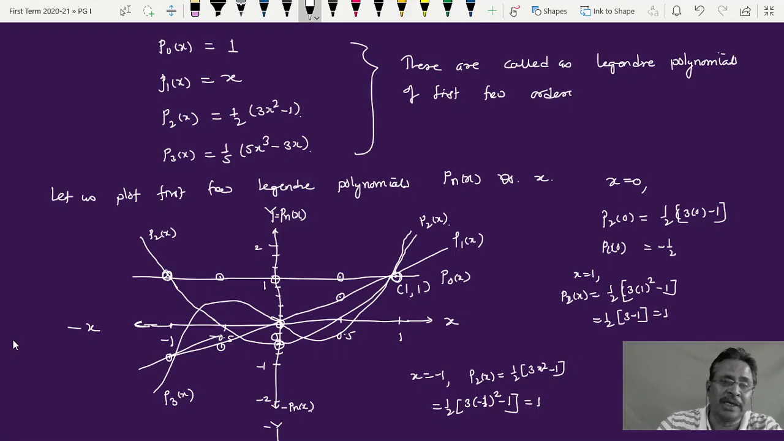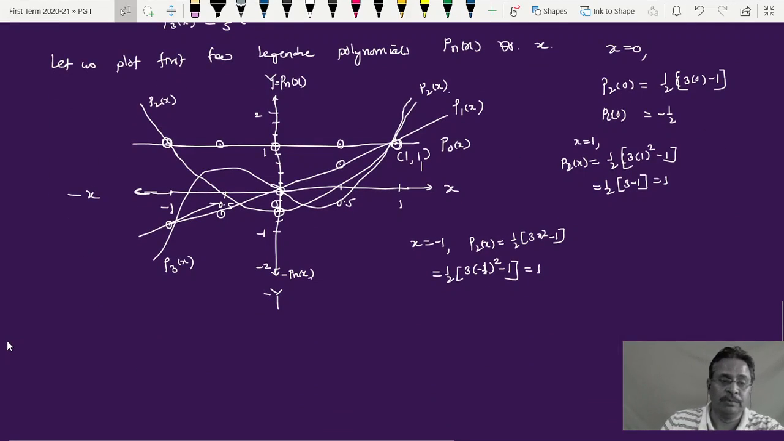Now take any order, P10x, P20x, P100x, it doesn't matter, for every polynomial you will find that each and every polynomial passes through this point 1 and 1, and that is the speciality. That's why this is a special function. So write one statement below here.